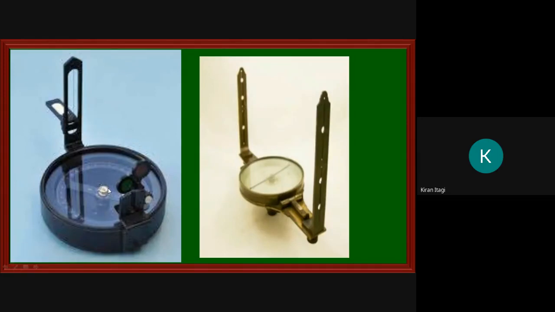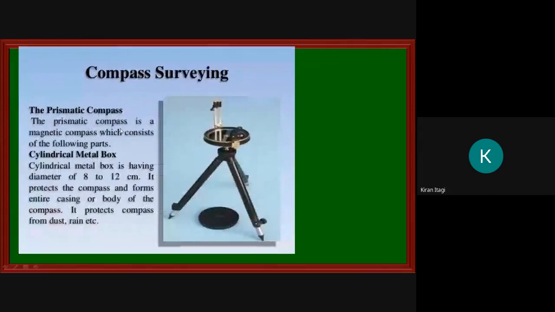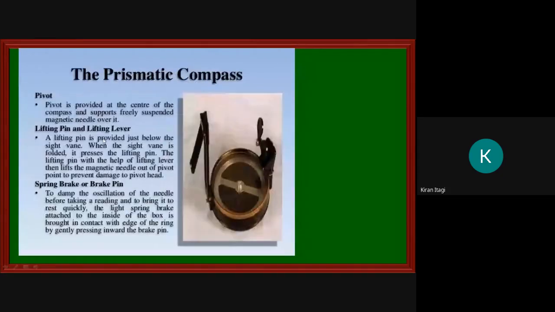So we have two types of compass: the prismatic compass and the surveyor compass. First we will see about the prismatic compass, then we will go on to the differences between the prismatic compass and the surveyor compass.